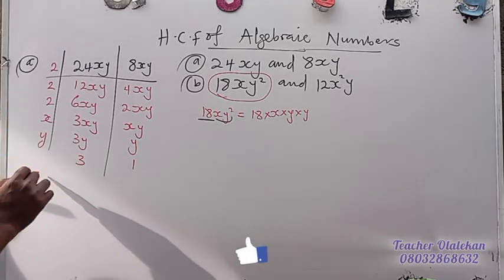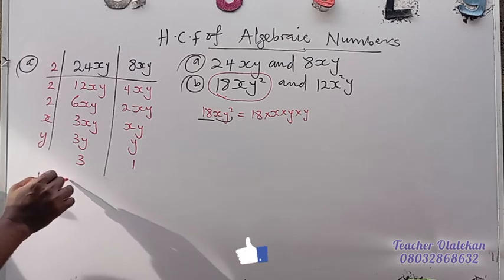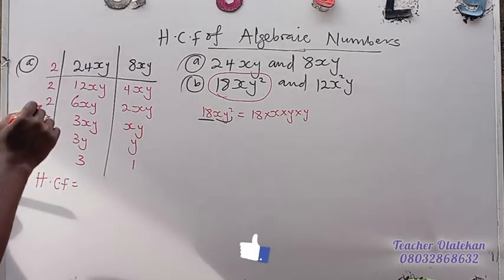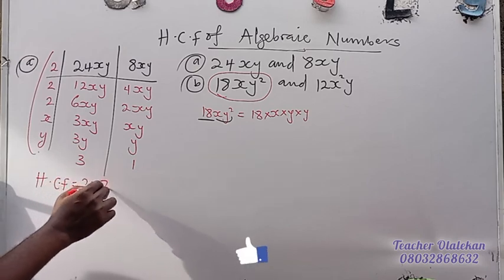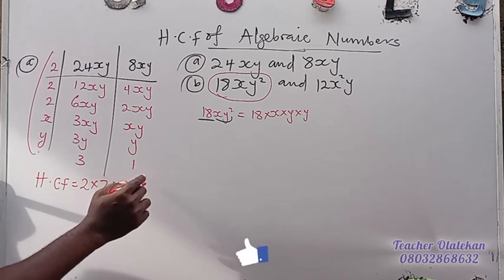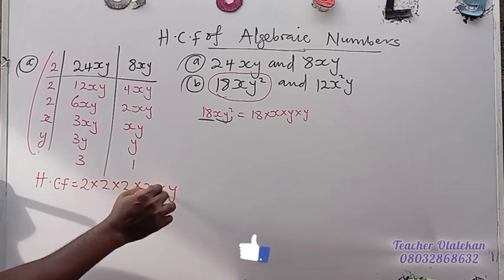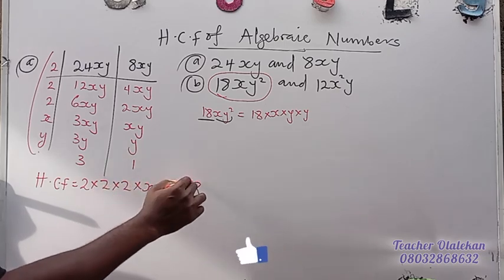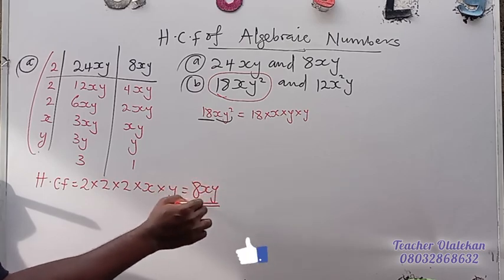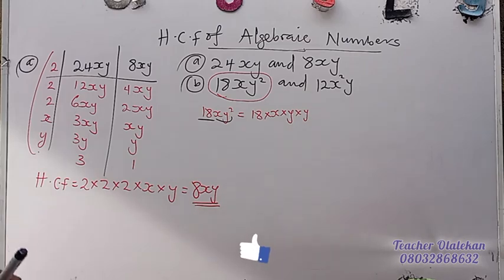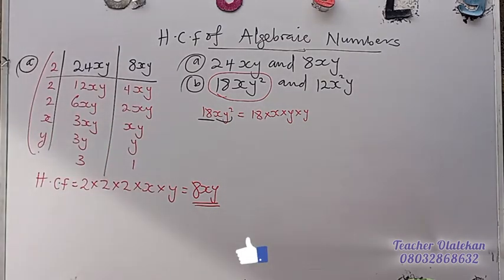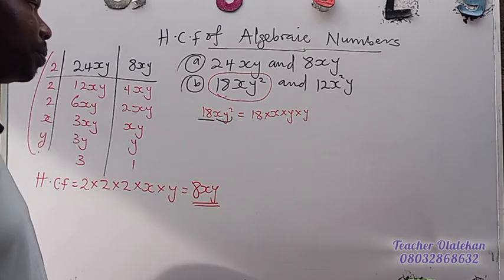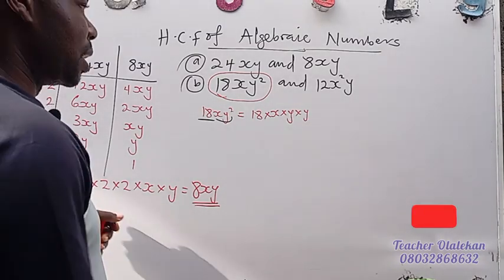So the HCF of this expression is the product of these: 2 times 2 times 2 times x times y, and that becomes 8xy. So that's the HCF of 24xy and 8xy. Let's move to the second example.